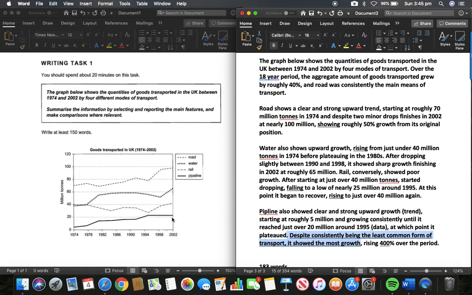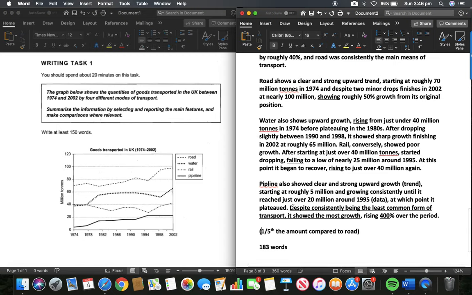And you could even maybe go ahead and say, although it was only 1/5 the amount of goods transported by road, it still showed the most growth. So that's fine as well. You could add that point of comparison, 1/5 the amount compared to road. But to be honest, I would just leave that out because you're comparing it to everything. So this is the one thing that is almost in every line or every bar chart. Something grows a lot, nobody talks about it.